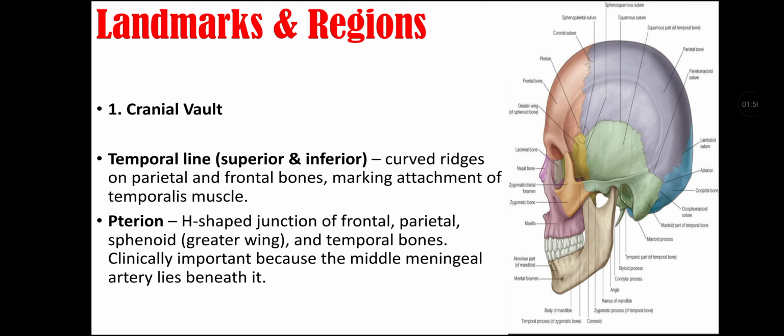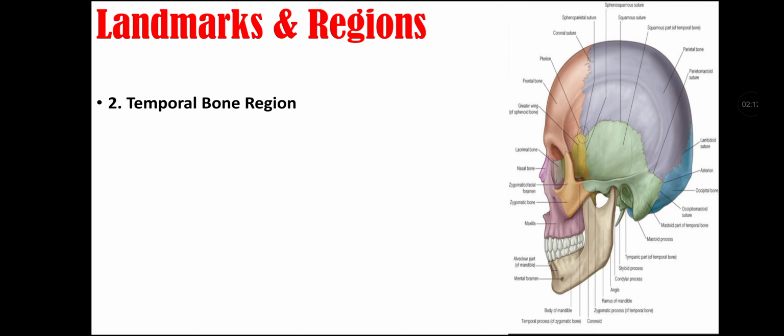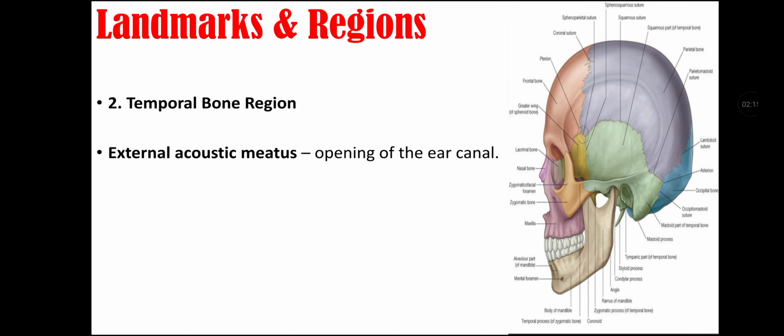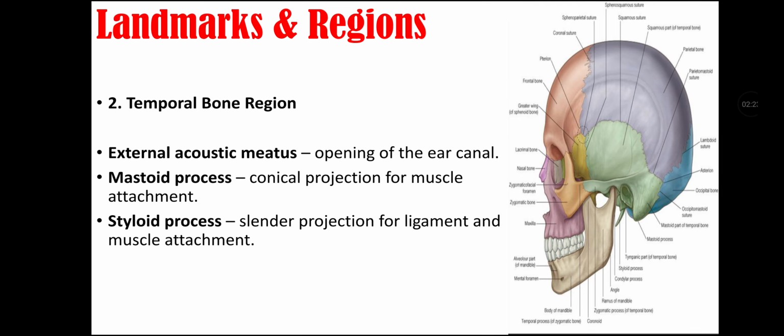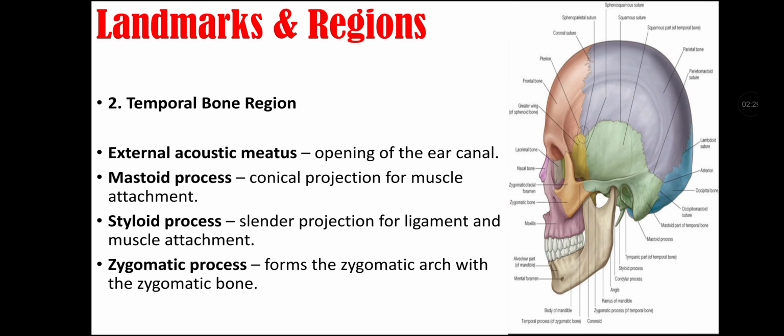Second feature at the cranial vault region is pterion, that is H-shaped junction of frontal, parietal, sphenoid, and temporal bone. This pterion is clinically important because the middle meningeal artery lies beneath it. Second region of norma lateralis is temporal bone region. It has external acoustic meatus that is opening for the ear canal. Second landmark here is mastoid process that is a conical projection for muscle attachment. Third landmark here is styloid process that is a slender projection for ligament and muscle attachment. Fourth landmark here is zygomatic process that forms the zygomatic arch with the zygomatic bone.